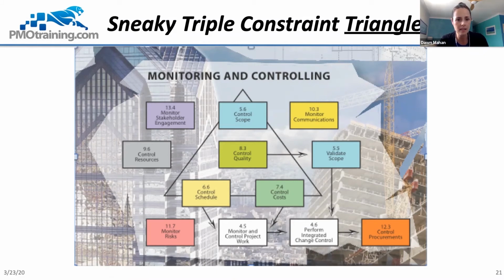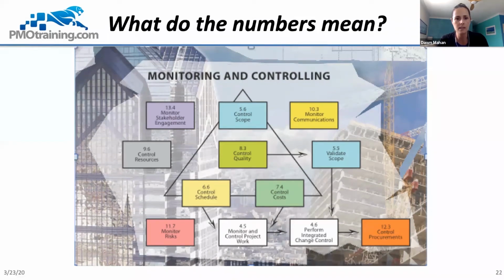So each one of these boxes is a process. And the numbers, so I'm often asked, well, what do the numbers mean? If you were asking that question, then you were right on. And if you didn't even notice there were numbers, that also happens too. But the numbers are specifically for the PMBOK itself. So for instance, if you want to know more about validated scope, you would go to section 5.5 of the PMBOK and be able to read all about it.